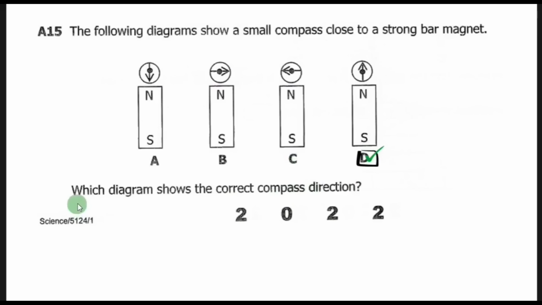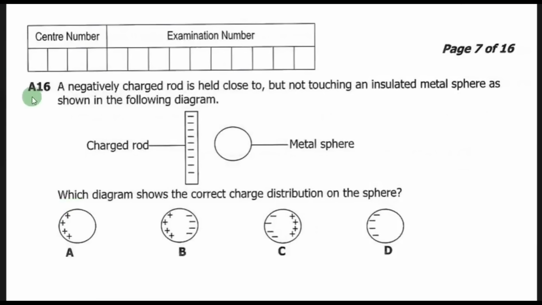So let's go to A16. A16 says a negatively charged rod is held close to but not touching an insulated metal sphere as shown in the following diagram.